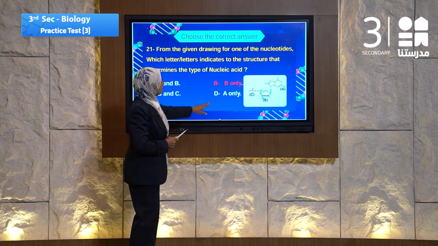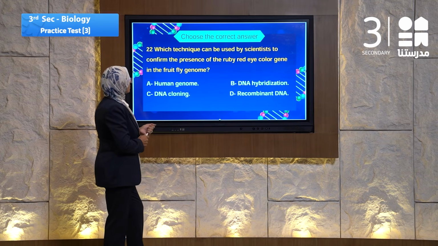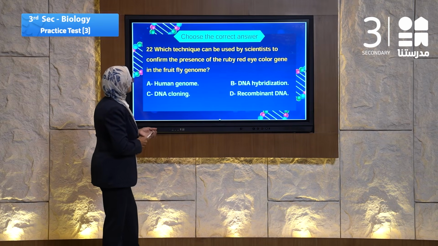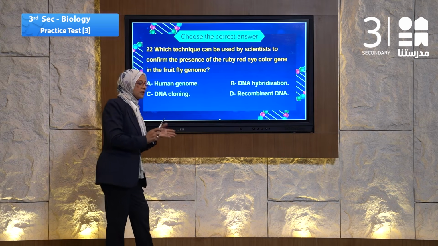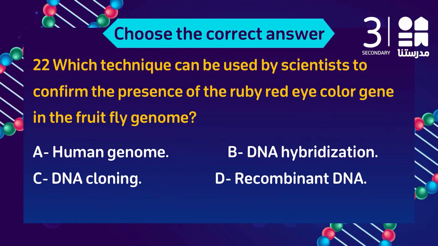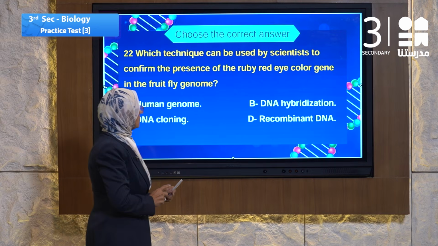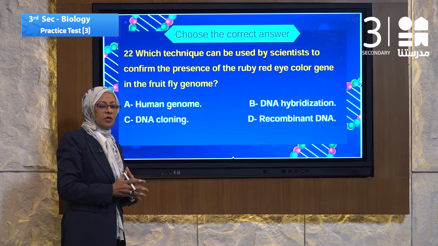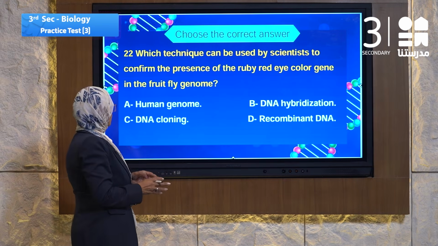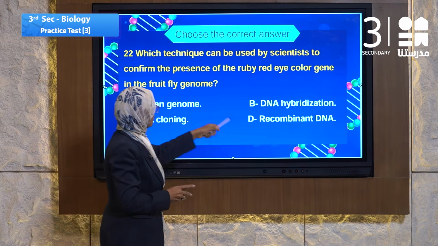Let's go to question number 22. Question number 22 speaks about the technique used by scientists. Let's read the question first. Which technique can be used by scientists to confirm the presence of the ruby red eye color gene in the fruit fly genome? Genome means the number of chromosomes found in the living organism. So the answer must be one of these choices.